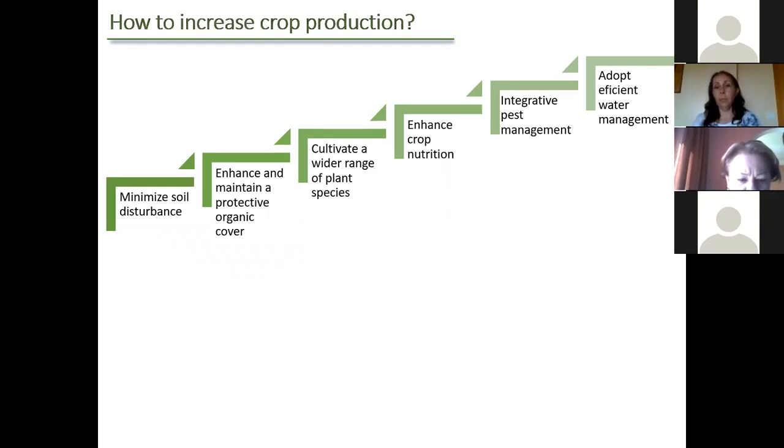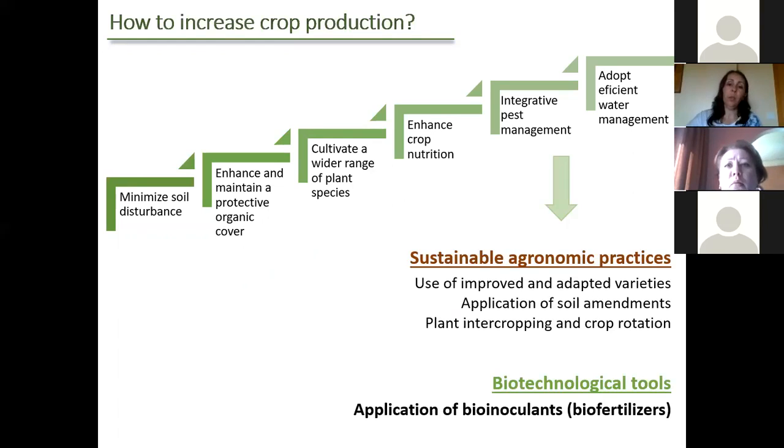And to make this possible, we have to apply sustainable agronomic practices. We can include here the use of improved and adapted varieties, also the application of organic soil amendments and plant cropping systems, so plant intercropping or crop rotation schemes. And of course, biotechnological tools, such as the application of bioinoculants, also called biofertilizers. And it's here that I'm going to focus the rest of this webinar, the application of bioinoculants.